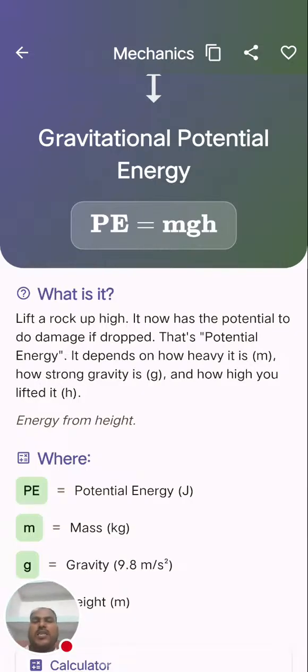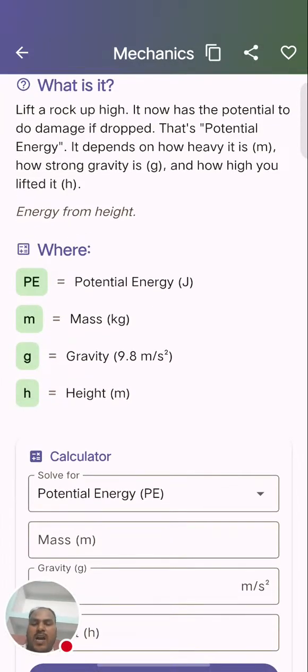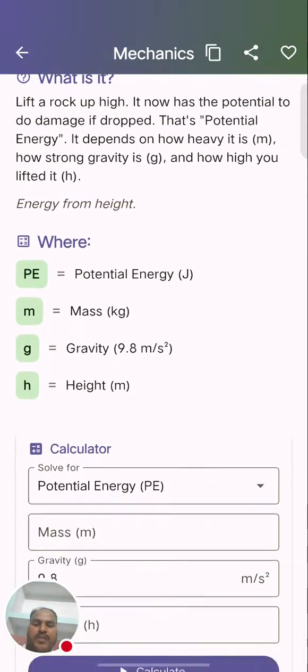What is the potential SI unit? Joule. And what is the mass SI unit? You know, children. Kg. And what is the gravity? The SI unit of G is meter per second square because it is acceleration due to gravity. The small g value is 9.8 meter per second square, and H is height, and height we measure in meter.